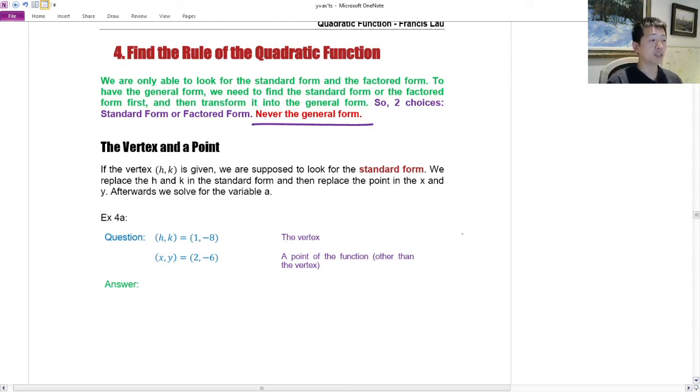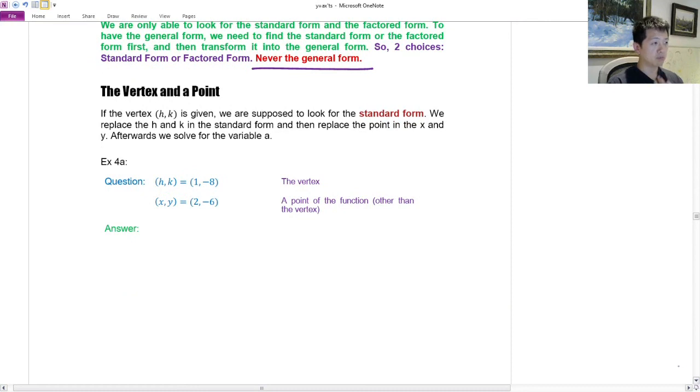Okay, so with 3 different equations, you solve for 3 unknowns, 3 variables, to find this general form. But I'm not going to say anything on that. So remember, no general form, just factor form or standard form.